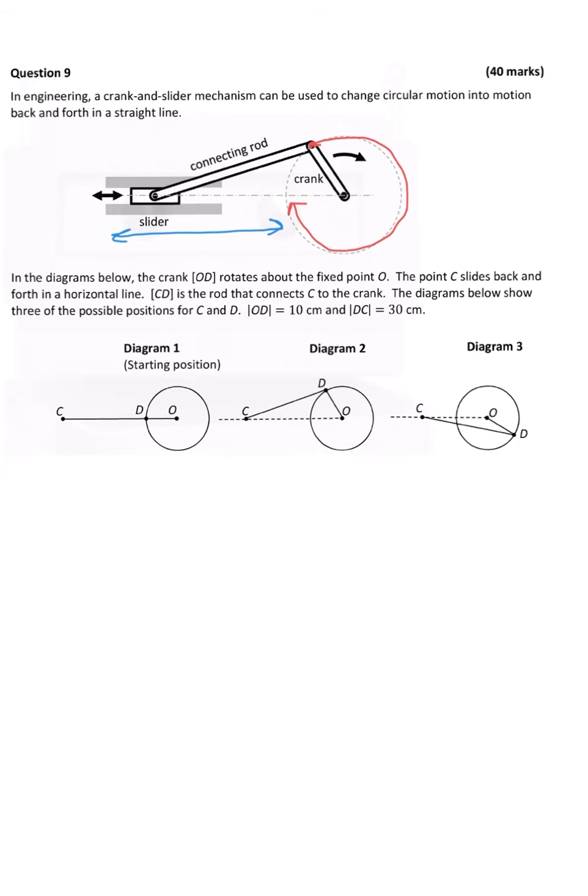Now, in the question, we're told that in the diagrams below, the crank OD rotates about the fixed point O. The point C slides back and forth in a horizontal line. CD is the rod that connects C to the crank. The diagrams below show 3 possible positions for C and D, with OD equal to 10. So there's our radius, which is 10. And DC then is 30 centimeters. So as CD rotates, it's still going to be 30 centimeters all throughout that rotation.